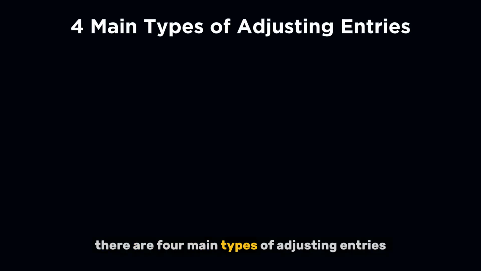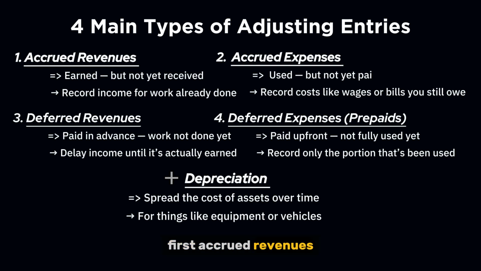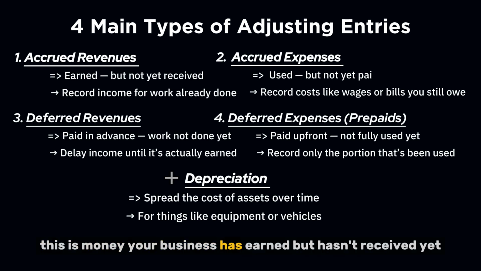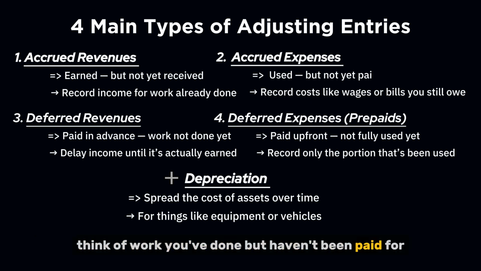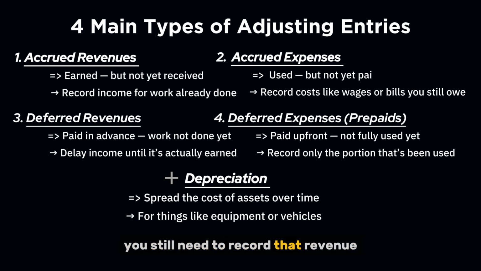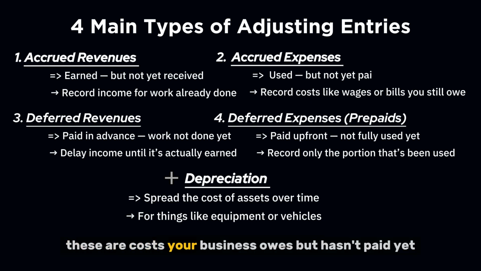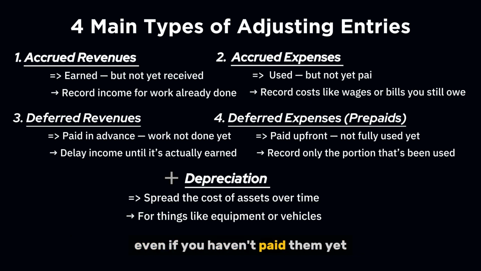There are 4 main types of adjusting entries you'll need to understand. First, accrued revenues. This is money your business has earned, but hasn't received yet. Think of work you've done, but haven't been paid for. You still need to record that revenue. Second, accrued expenses. These are costs your business owes, but hasn't paid yet. For example, wages your employees earned this month. Even if you haven't paid them yet, the expense still counts.